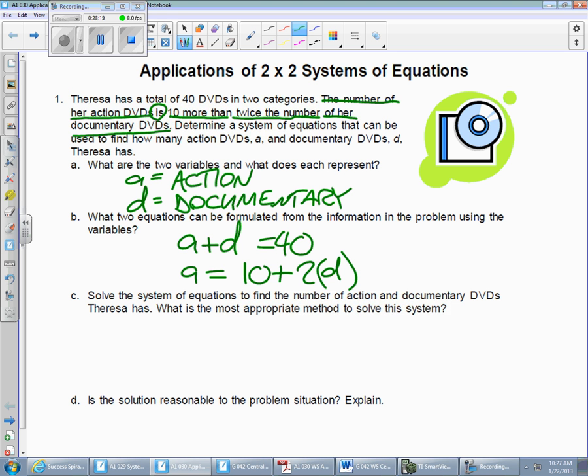C, solve the system of equations to find the number of action and documentary DVDs Teresa has. Okay, well, we've been talking about a lot of different strategies: charts, graphs, calculator, figuring out slope, a lot of different things we can do. Can anybody think of a problem we're going to face right now? What's so different about this system of equations than the systems we are used to seeing? Anybody sum it up? There's a couple of things that are different. Anybody spot one thing?